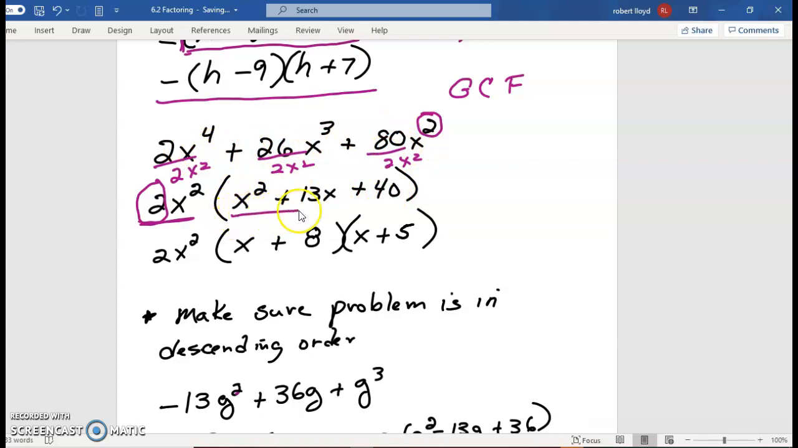So now we can factor this, and this 2x squared just continues out in front of the parentheses. So 2 factors of 40 that add up to 13 are our 8 and 5. Multiply these, you get 40. Add them, you get 13.